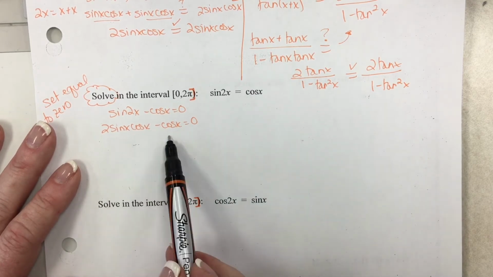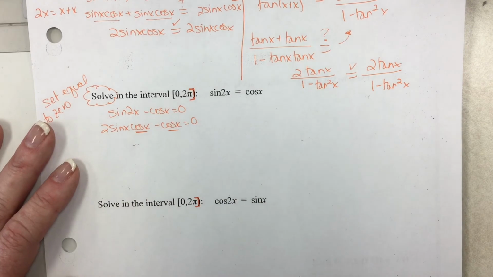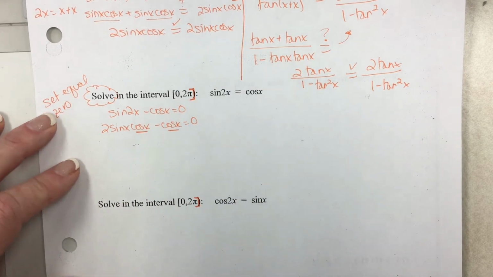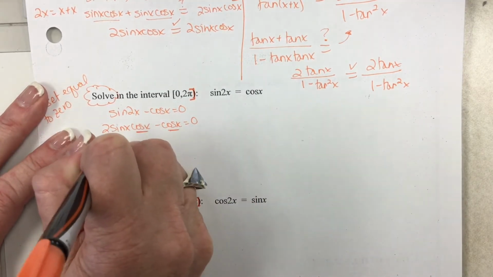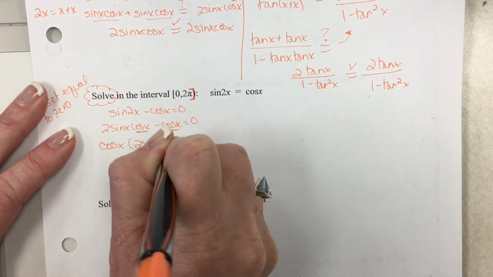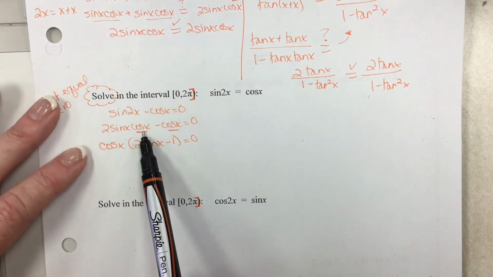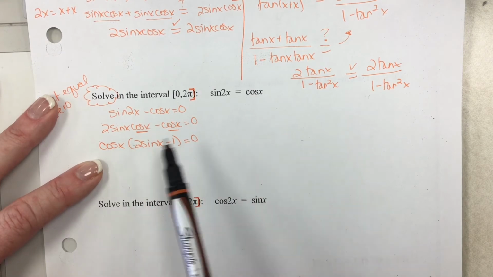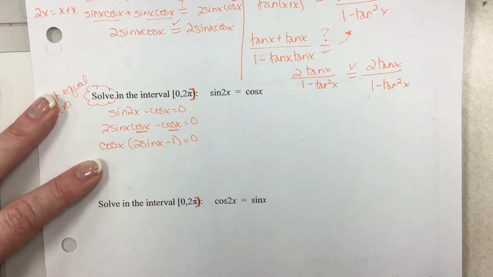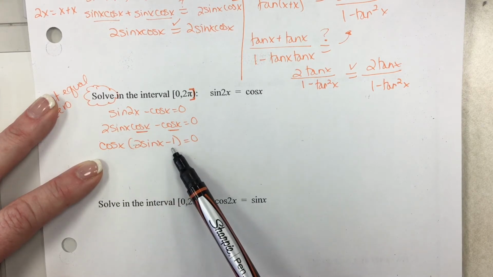I have two terms. So the first thing I want to notice is, what do I have in common in both of those terms? Cosine. So let's pull out a cosine x, meaning that is a common factor. So I am pulling out a common factor. So 2 sine x cosine x divided by cosine x is 2 sine x. And cosine x divided by cosine x leaves me with 1.